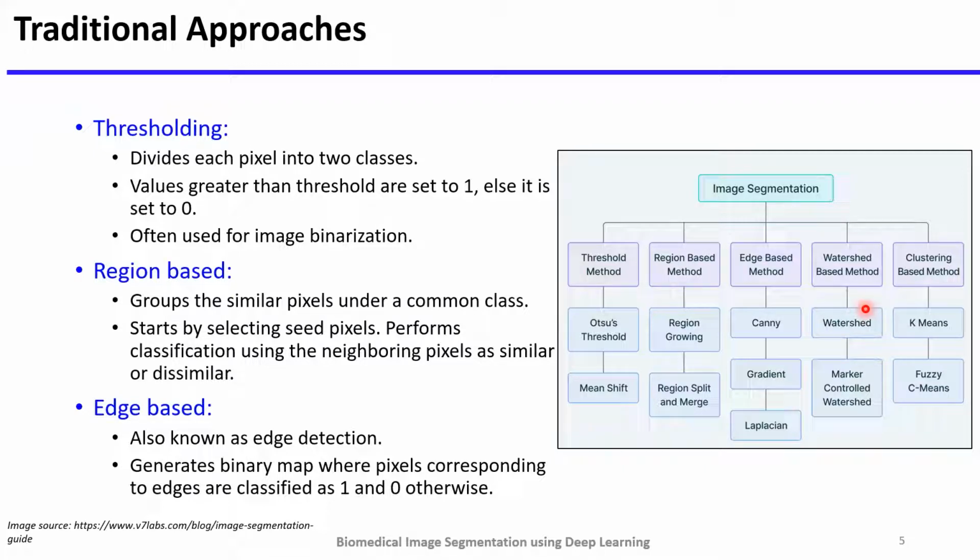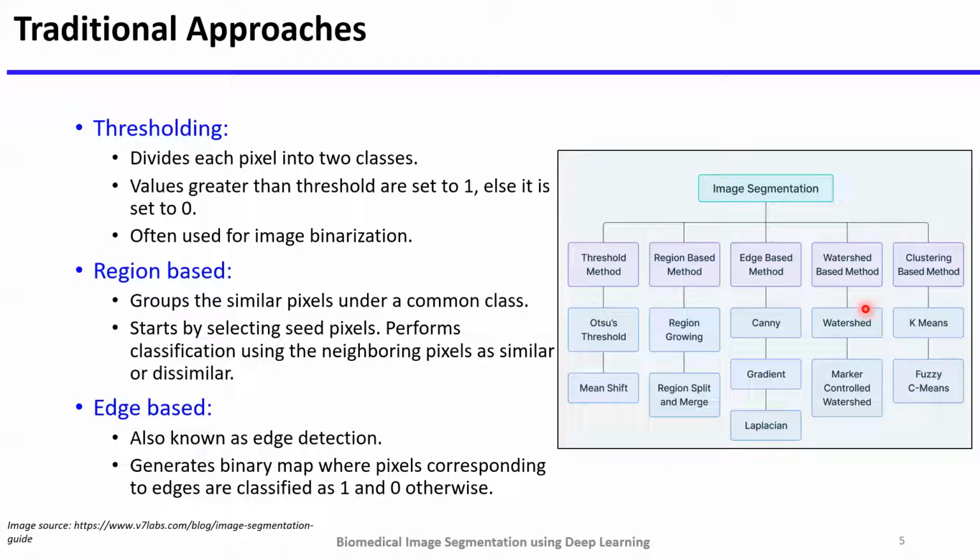Thresholding is one of the easiest methods of image segmentation, where a threshold is set for dividing pixels into two classes. The values greater than the threshold are set to 1, otherwise they are set to 0. If you do this, the image is converted into a boundary map. This is often used for image binarization also.